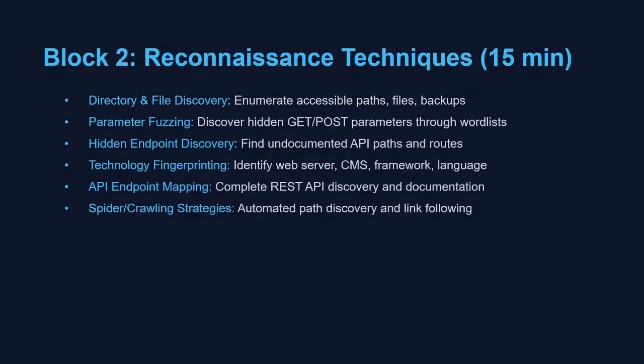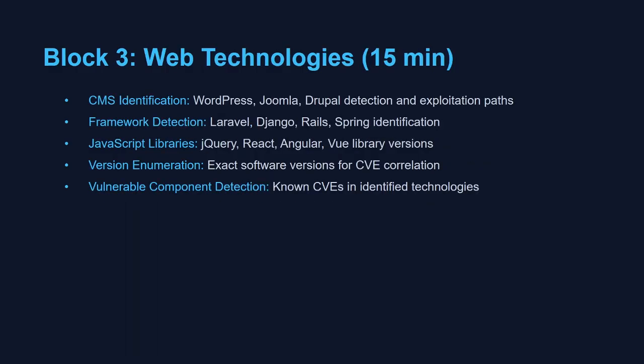And we have reconnaissance techniques, like we are supposed to enumerate accessible paths, directory and file discovery, file paths, backups, and we're supposed to discover hidden GET and POST parameters through word lists, parameter fuzzing, and we're supposed to find hidden endpoints, like undocumented API paths or routes, technology fingerprinting, API endpoint mapping, spidering and crawling, and also subdomain enumeration, actually.